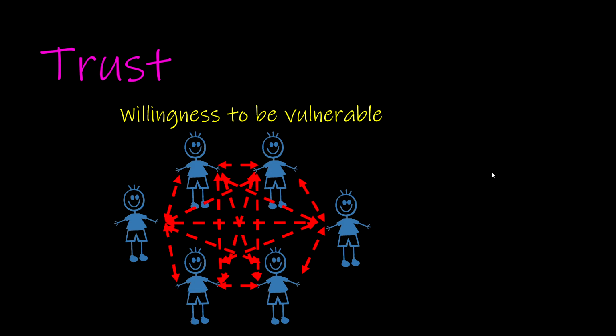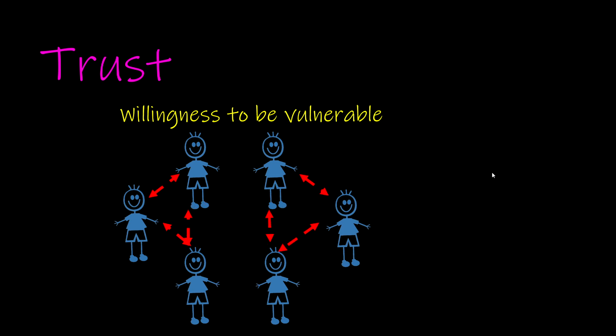But what often happens in organizations is we don't have quite all these relationships of trust. Instead, we get little breakdowns. And what you see in this situation here is that we have a group of 3 people who each trust each other, but they don't necessarily trust everybody else.